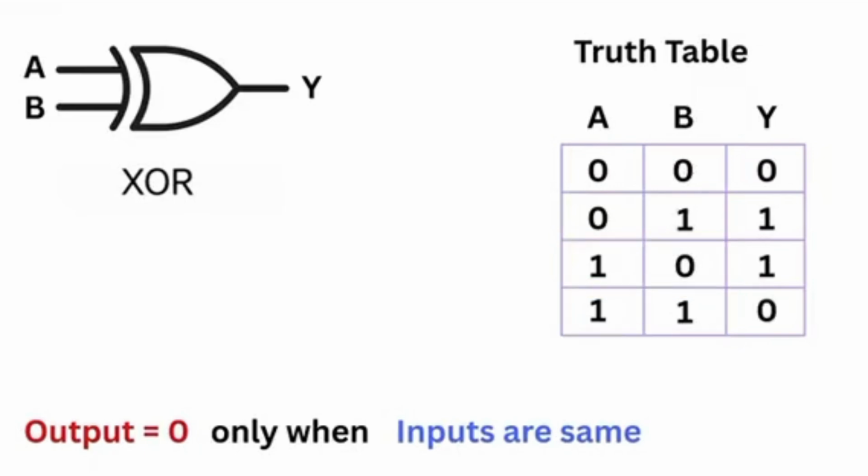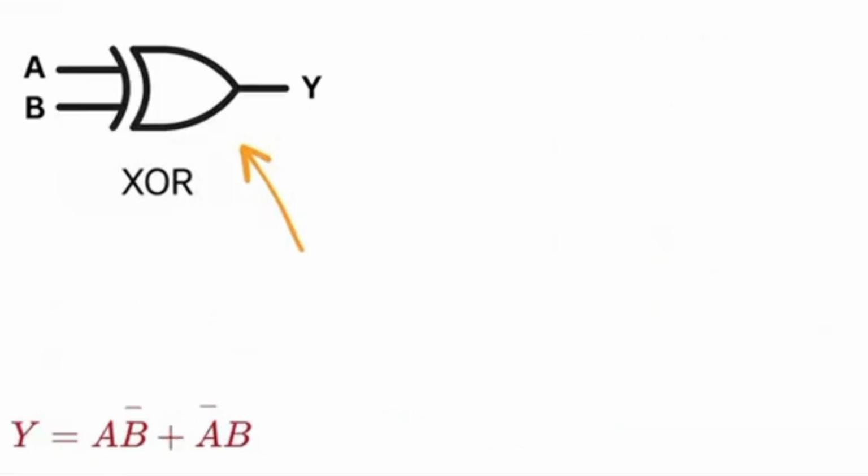In equation form, XOR can be written as A times B bar plus A bar times B. This is the circuit diagram of this gate. Now here is the fun part. We can also design the circuit diagram of the XOR gate using basic gates like AND gate, OR, and NOT. Use this formula to design the same.